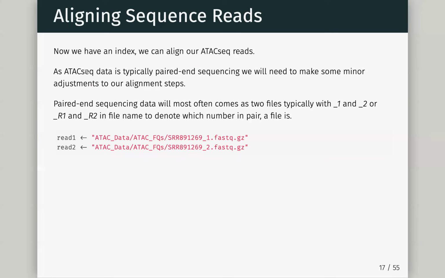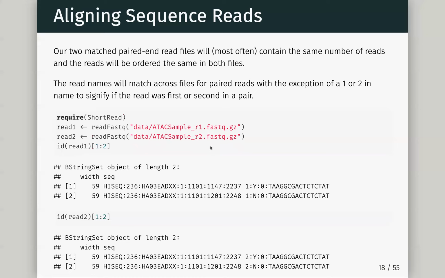For paired end sequencing, I think 99.99% of the time, you're going to see your reads separated like this. So you'll have a sample name, which is the name from SRA. But then you'll have either an _1, _2, or an _R1, _R2, and that just tells you that these reads are paired. This is the first read in the pair. This is the second read in the pair.